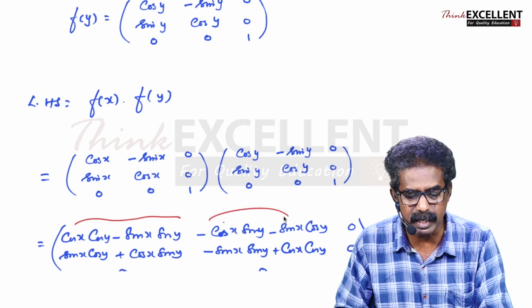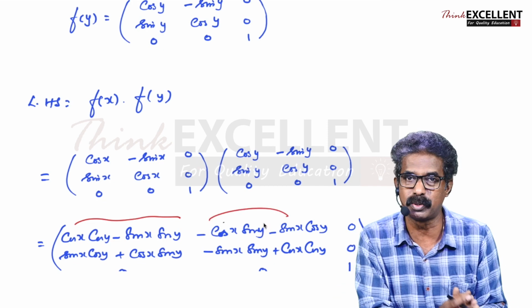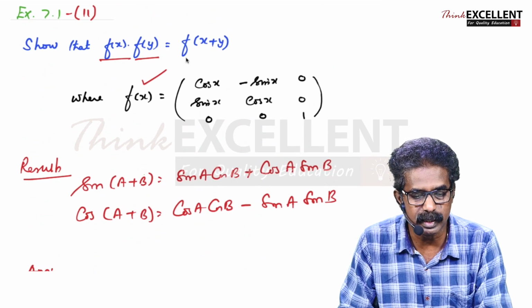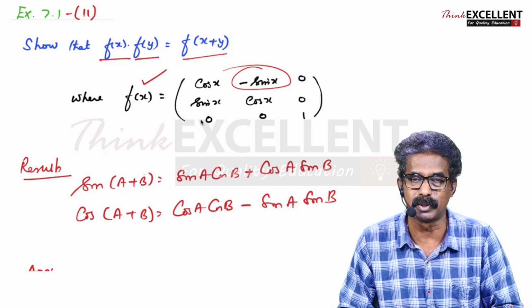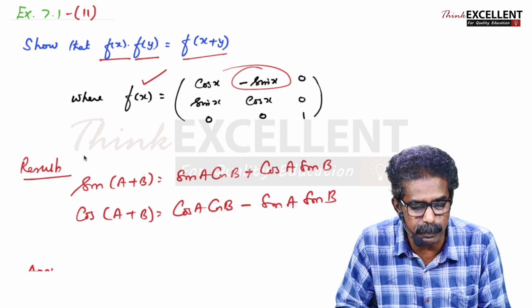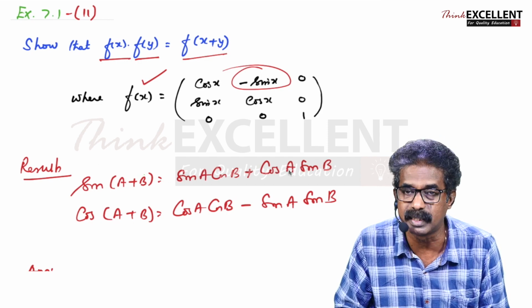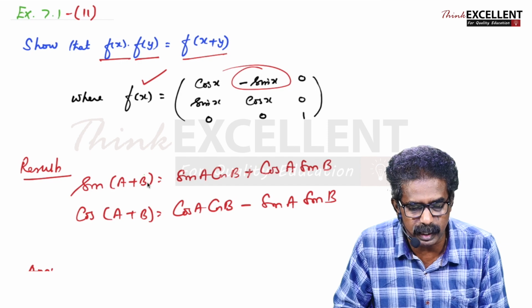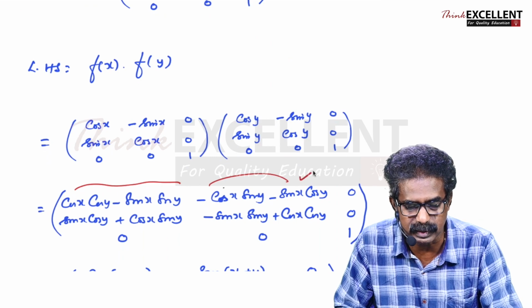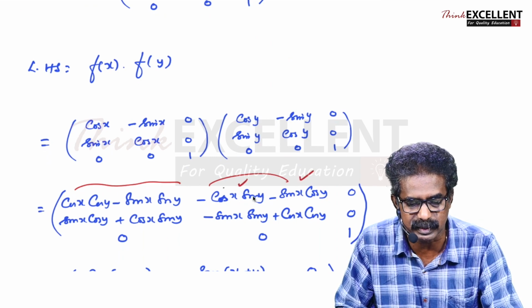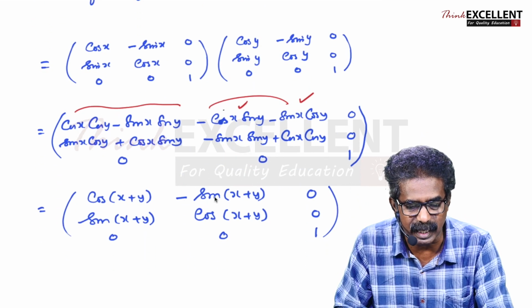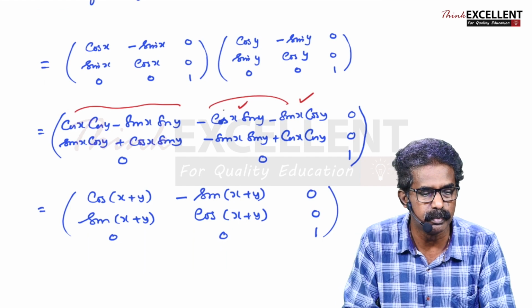In the second one you can see minus is common in both. Take minus outside. See what answer you are supposed to get: minus sin(x+y). You take minus outside, sin(x+y). What is sin(a+b)? Sin a cos b plus cos a sin b. So sin(x+y) is sin x cos y plus cos x sin y, after taking minus outside. So it is minus of sin(x+y), right? Like that, every term you will get one.